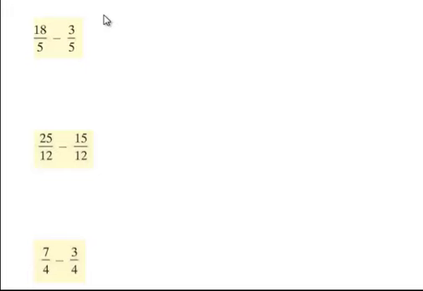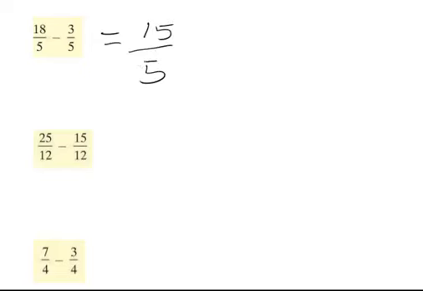Alright, so for my next problem I have 18 over 5 minus 3 over 5. So again, I'm going to do the same thing here. I'm going to go ahead and subtract. So 18 minus 3 is 15 over 5. I'm going to go ahead and just divide it out. 5 goes into 15 evenly 3 times.